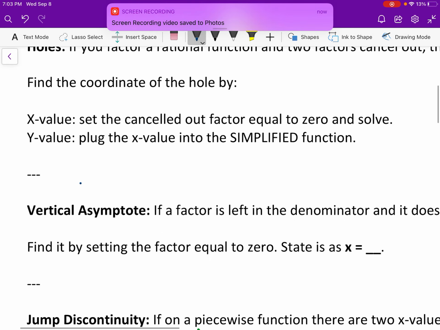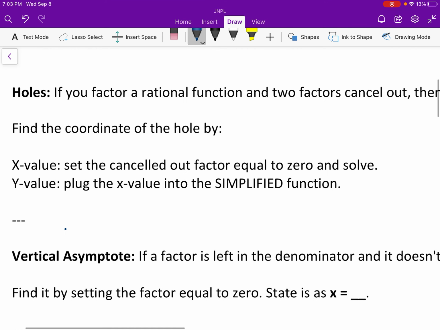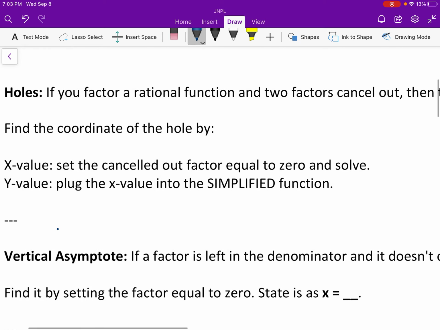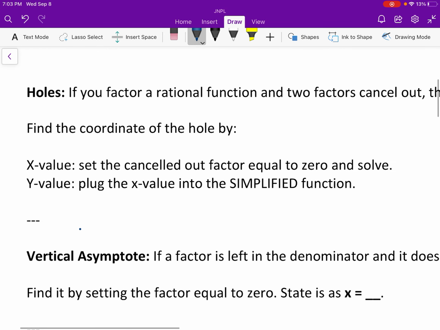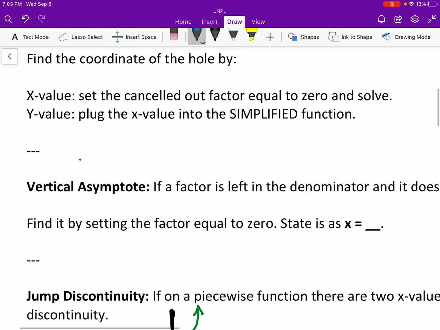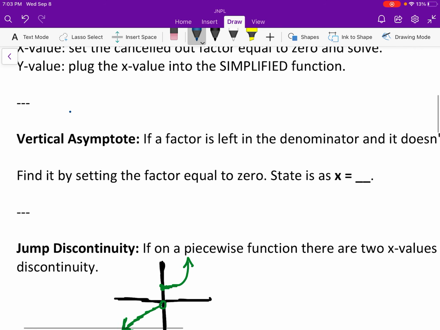Holes: if you factor a rational function, remember rational functions are the ones that are like fractions, and two factors cancel out, then there is a hole. You can find the coordinates of the hole: for the x value, set the canceled out factor equal to 0 and solve, and then for the y value, plug the x value into the simplified function. This might not make sense until you see me solve it out, so just hang on a second.